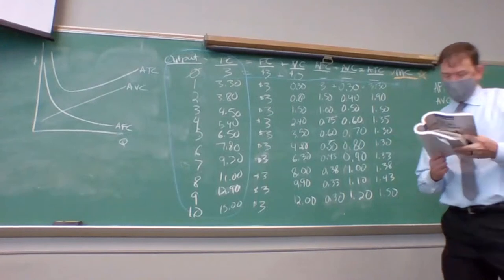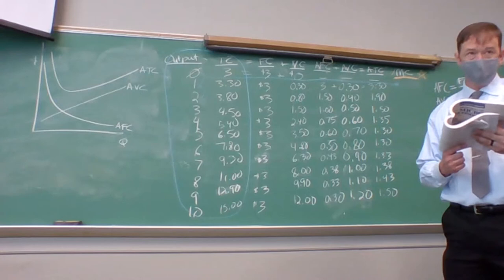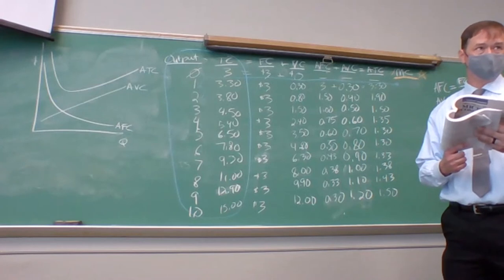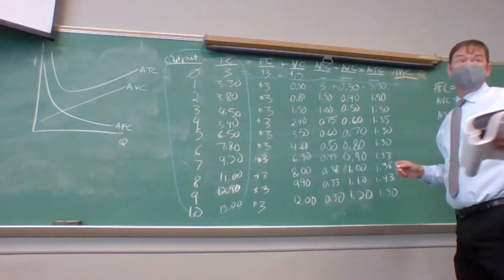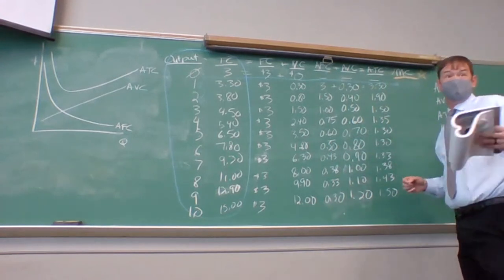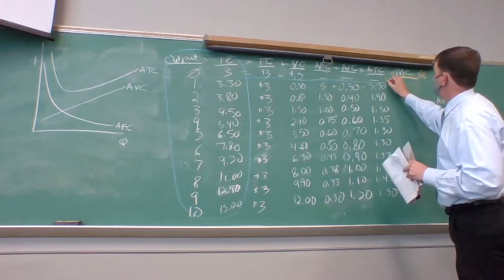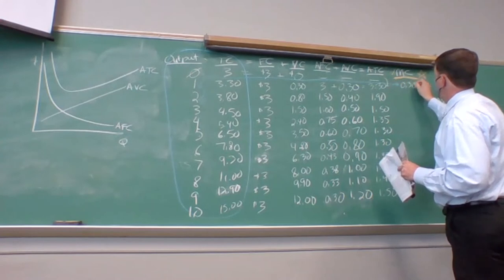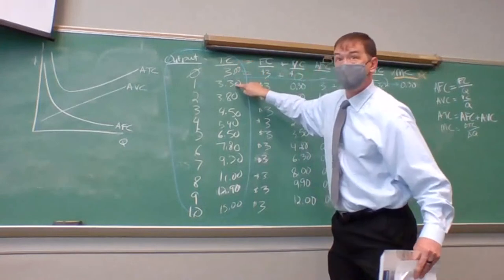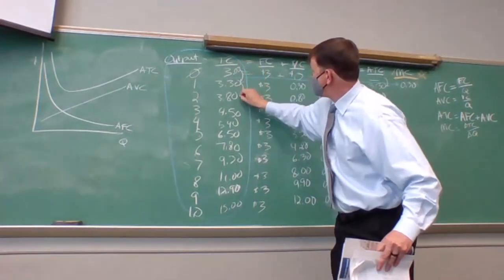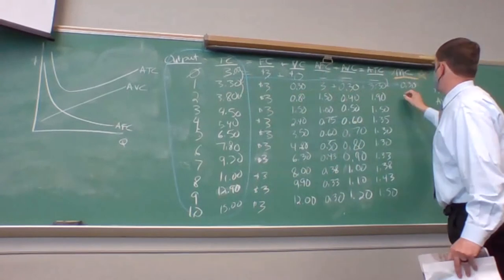Tell me, my total cost at zero units is $3, that's just my fixed cost. My total cost at one unit, so going from zero to one units, is now $3.30. What's the difference? 30 cents. Going from here to here, additional cost of 30 cents. See that? What you got there? 50 cents.